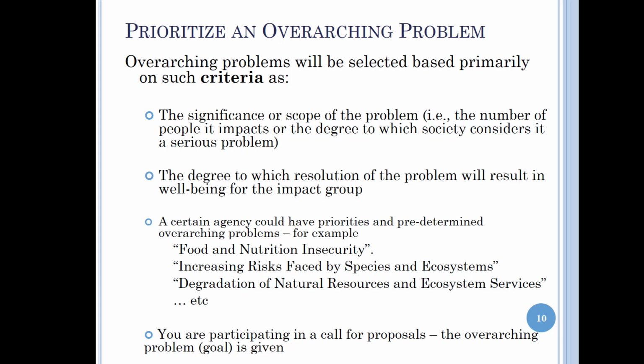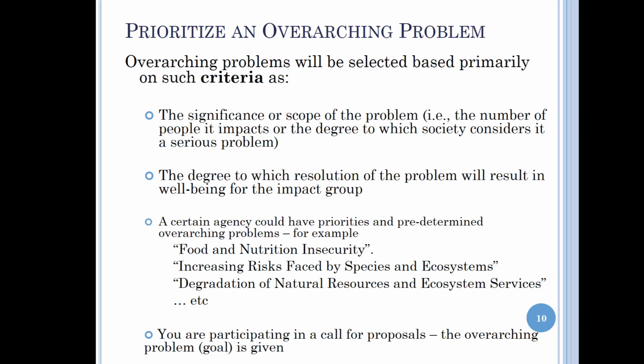Overarching problems are basically selected on criteria like the significance or scope of the problem, the number of people that are being impacted, and the degree to which society considers it a serious problem. So this issue, you can capture from the workshop participants, who will be expressing this in the brainstorming. Also, the degree to which the resolution of the problem will result in well-being improvements for the impacted groups, etc. They are all things that you can take out of the brainstorming when you are doing the workshop as a facilitator for the development agency that you are working for.